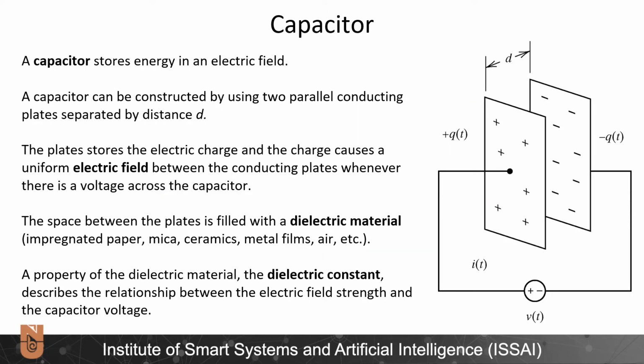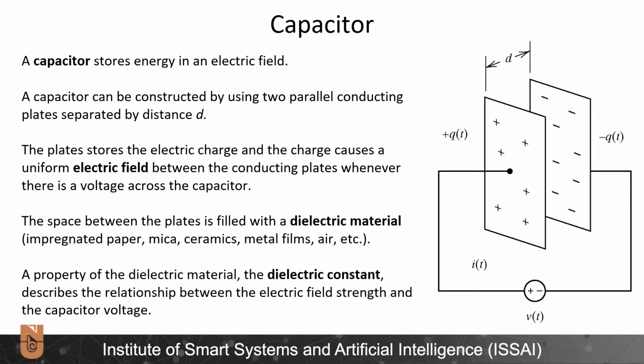A capacitor is an energy storing element. It stores energy in electric fields. A capacitor can be constructed by using two parallel conducting plates separated by a distance d. The plates store the electrical charge, and the charge causes a uniform electric field between the conducting plates whenever there is a voltage across the capacitor.